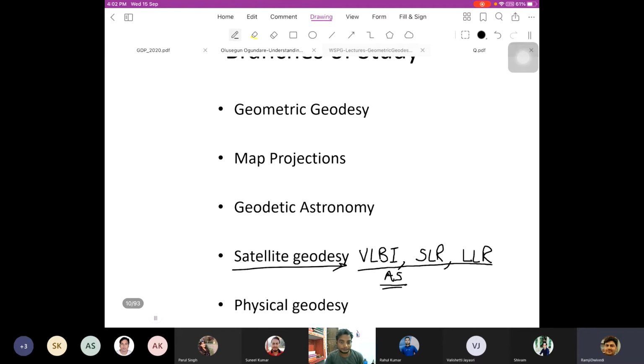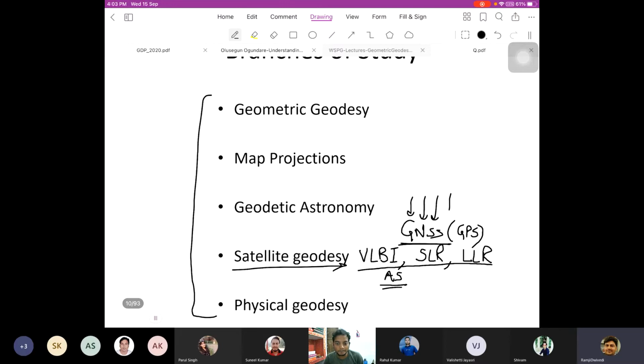So these are the prime branches. In fact, the majority of the community is working in all these five branches. When I say we are working from satellite geodesy, GNSS is one of the topmost instruments which people are popularly using. Its other popular name is GPS, Global Positioning System, and GNSS stands for Global Navigation Satellite System. The Global Positioning System is from the US, but now other countries have also participated.